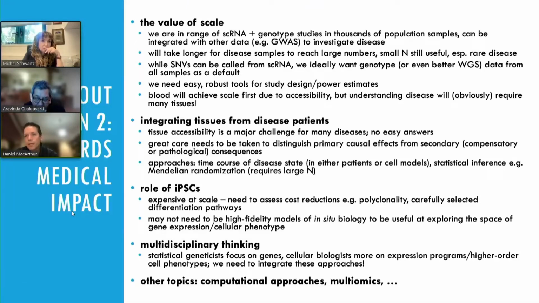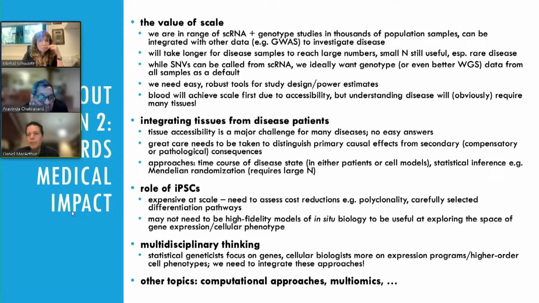There was some discussion about the value of calling genetic variants directly from single-cell RNA-seq data, including from 3' tag data. It's worth noting that although that's possible, it's very difficult to use that in the context of expression QTL discovery studies. Ideally, we'd want genotype or preferably even whole genome sequencing data from all samples wherever possible as a default. There was some discussion about the need for easy, robust tools for study design and power estimates, accommodating things like the distribution of effect sizes, the distribution of the rarity of individual cell types, and the numbers of samples that can be included.